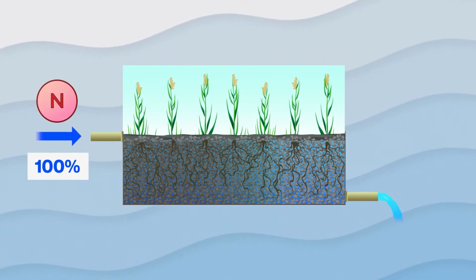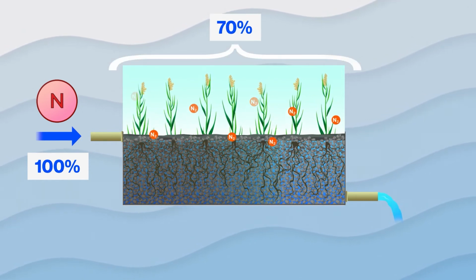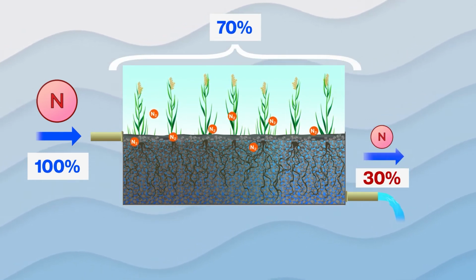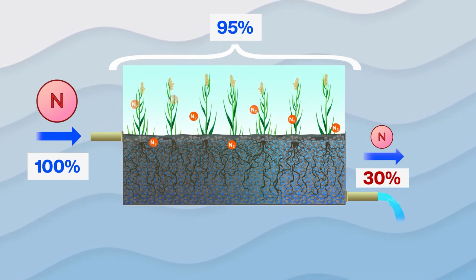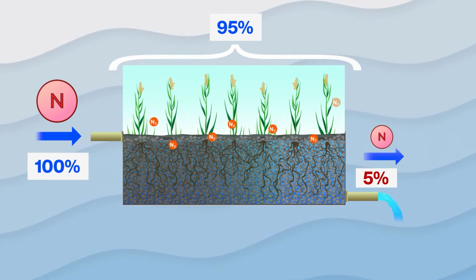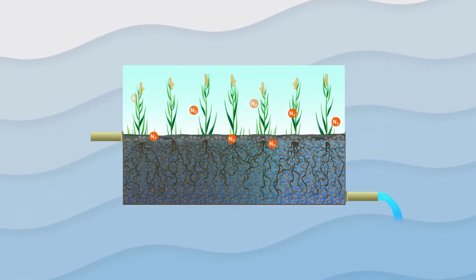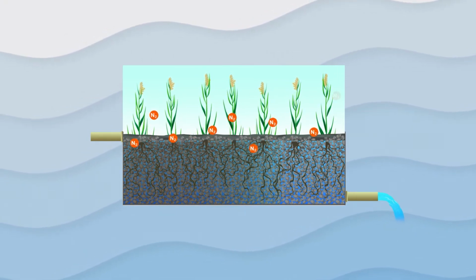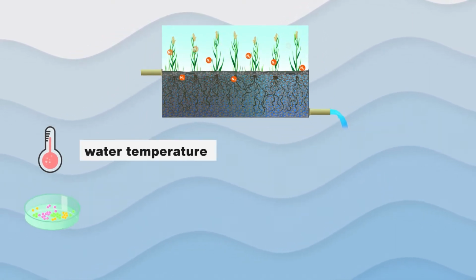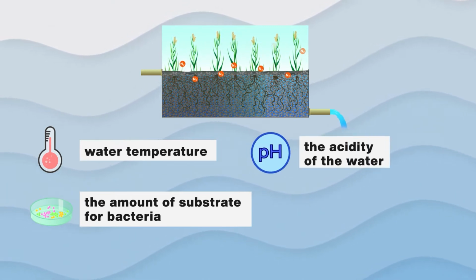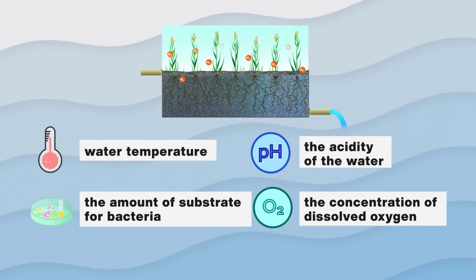The answer is correct. But I have to say that 3 kilograms of removed nitrogen per day, which makes up 70% of incoming nitrogen in the wastewaters, is not an impressive result. There are constructed wetlands which can remove up to 95% of nitrogen. In this regard, Betsy, it's useful to highlight the factors that influence the intensity of nitrification and denitrification processes. These factors include water temperature, the amount of substrate for bacteria, acidity of the water, and certainly the concentration of dissolved oxygen.